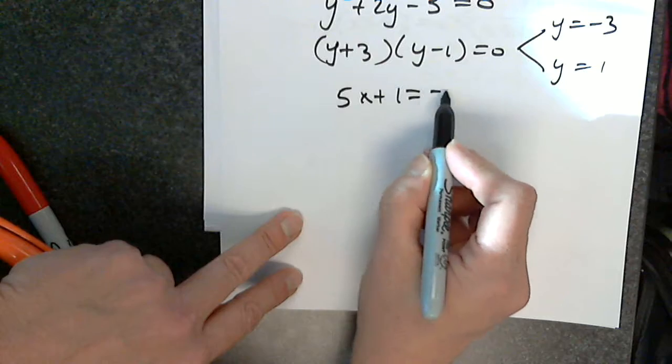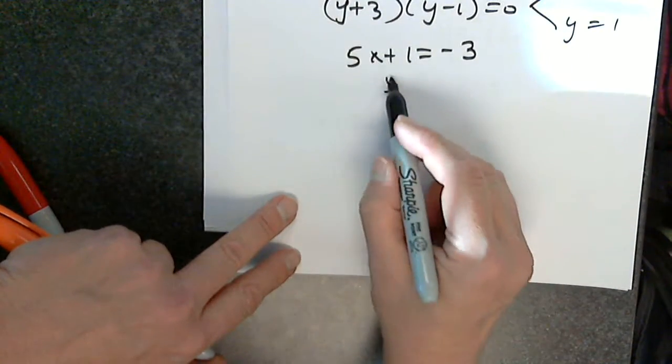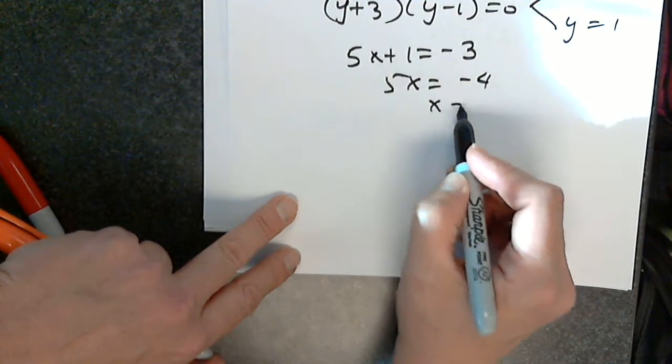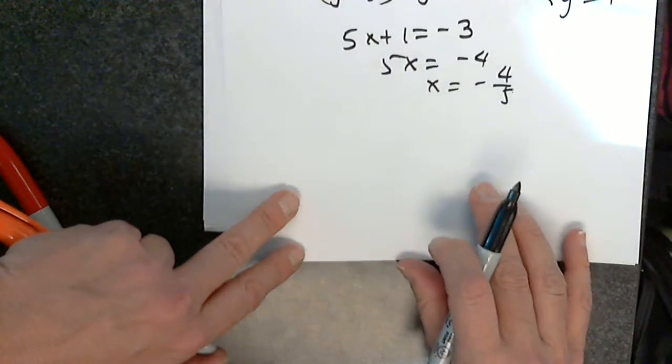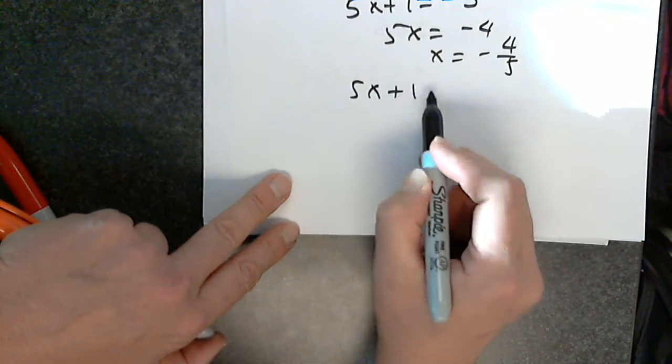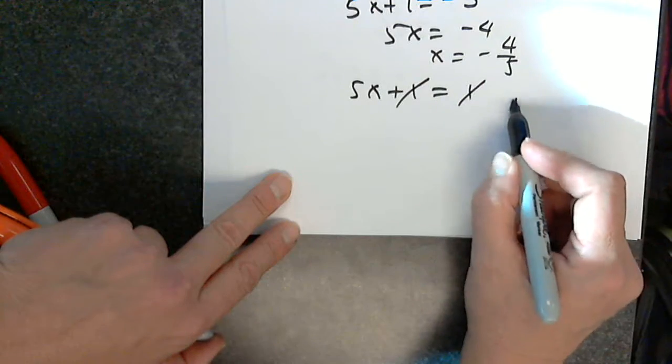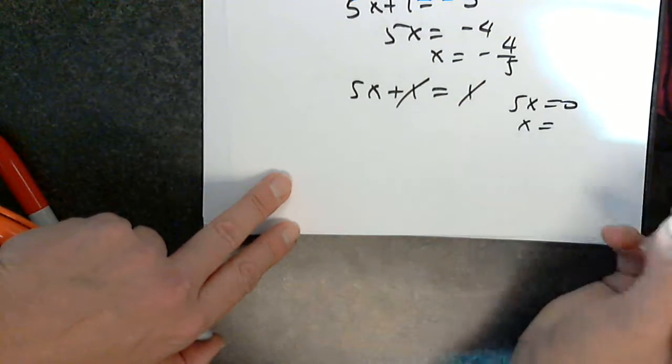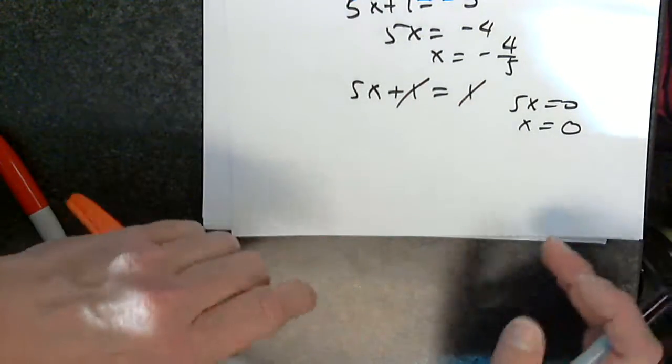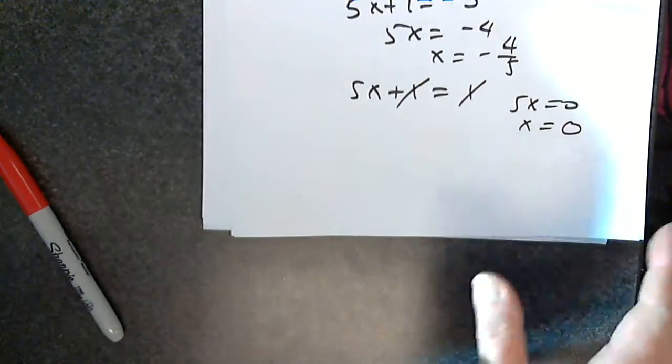5x plus 1 equals -3, which will give us 5x equals -4 or x equals -4/5. And the other one is 5x plus 1 equals 1. So then 5x equals 0, which means x equals 0. Any questions on this? Okay. And the last one.